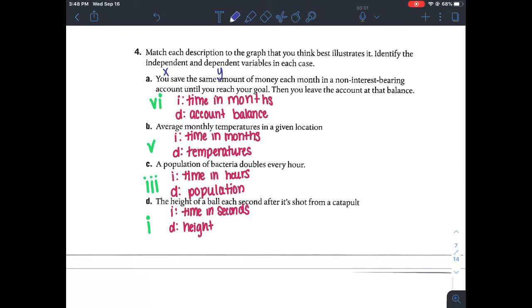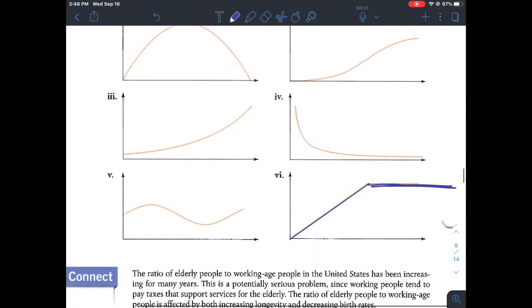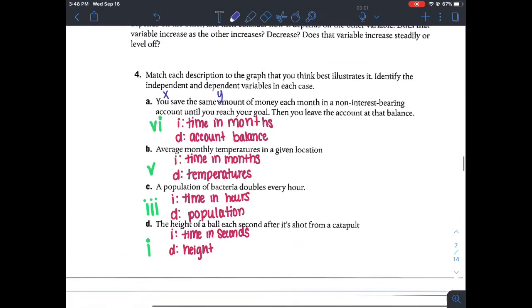Number 2, average monthly temperatures at a given location. Again, time, months, always independent. What happens every month? Temperature. Okay, I said that goes with graph number 5 because this one was a little bit difficult. I said this was out of an entire year. So in the summer months, it is hotter. In the winter months, it is colder, and then kind of evens out in the spring and fall.